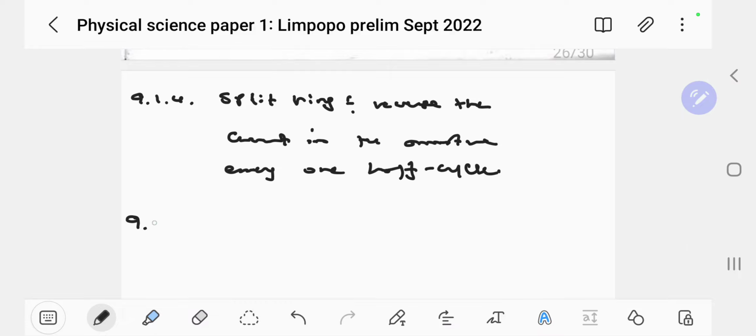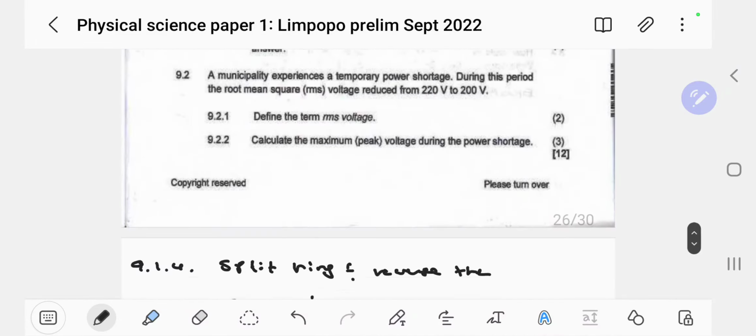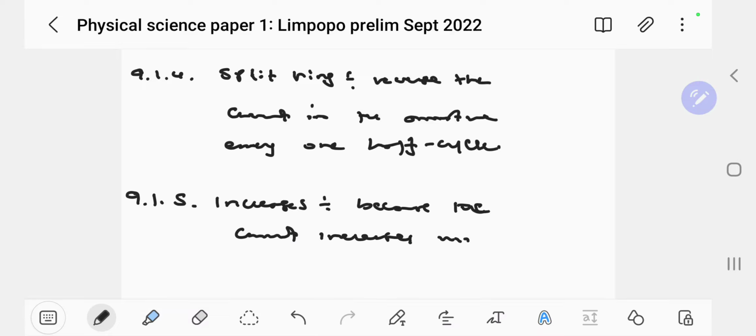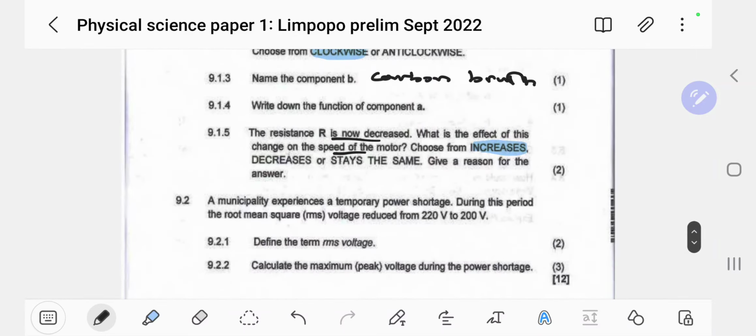So 9.1.5, is it? Yeah, so we said increases. Why does it increase? Because the current increases with a decrease of the resistance. So this is basically Ohm's law, right? Easy stuff. So you get your 2 marks and you smile. Now let's get this 9.2 quickly.